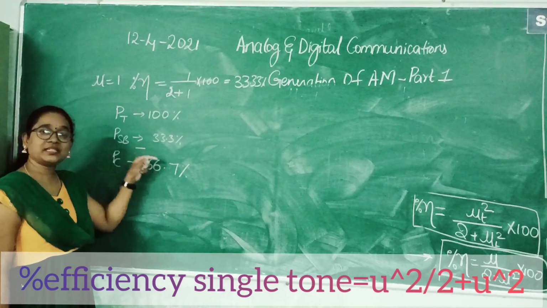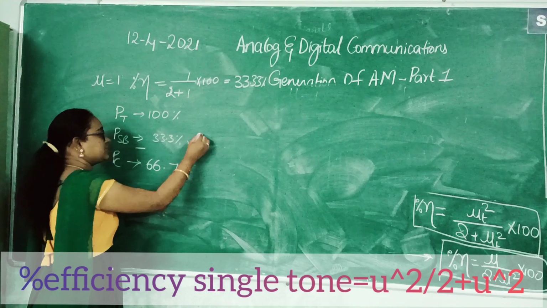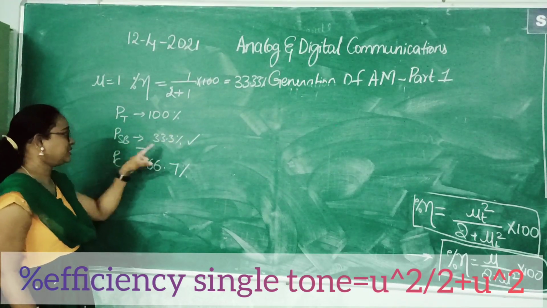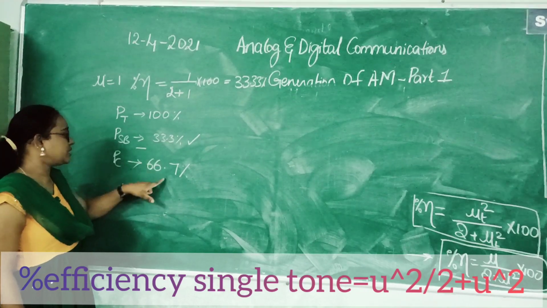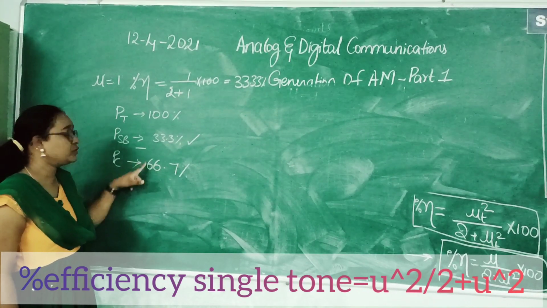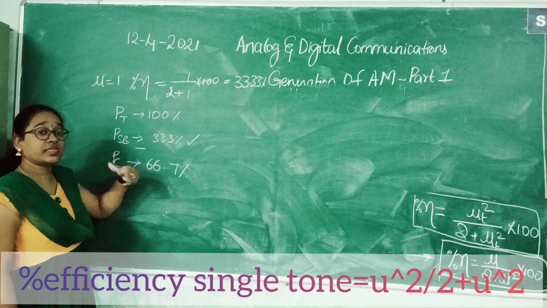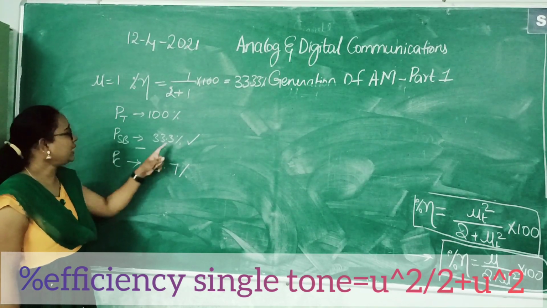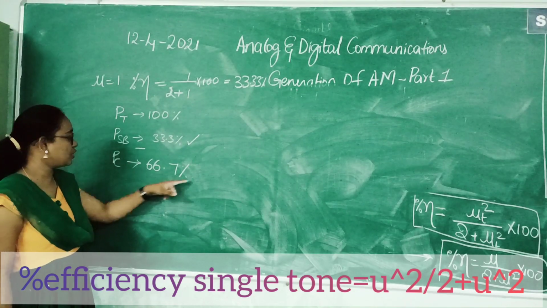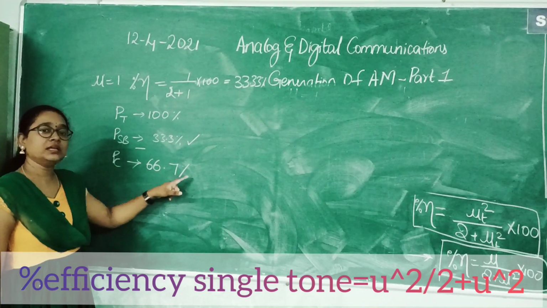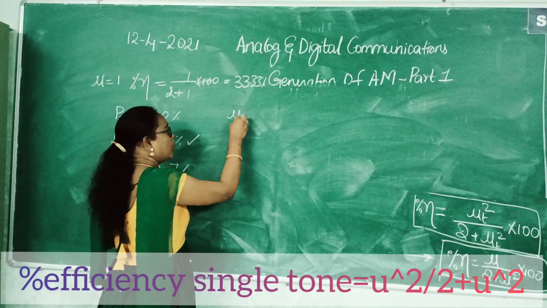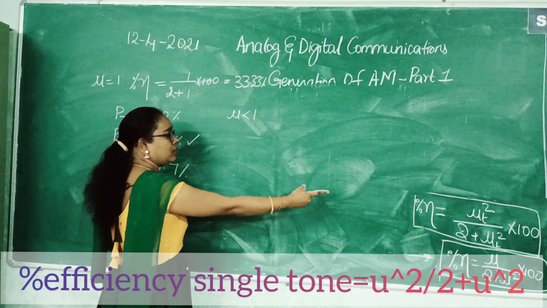Which one is the useful one? According to our discussion, the signal that has the information is the useful one. So the sideband power is having less power, whereas the carrier signal, which is not having any information, is having the power of 66.7%. So here the power wastage is 66.7%.